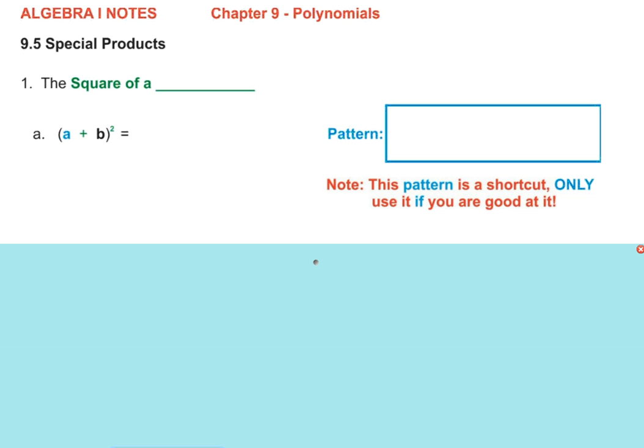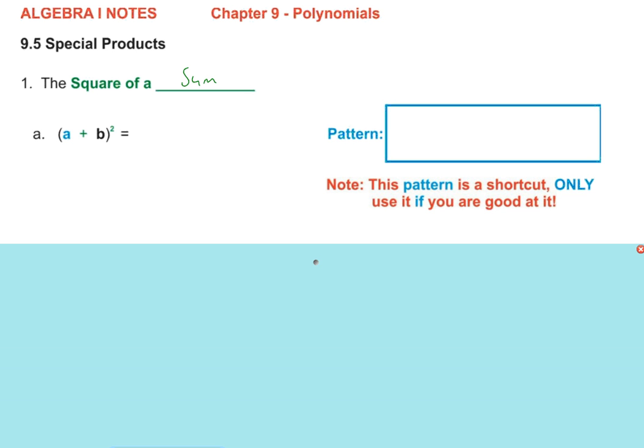All right, here's the first one. The square of a sum. So what does that mean? There's the square, and there's the sum. The square of a sum. So you're adding things and then squaring what you're adding. The square of a sum.